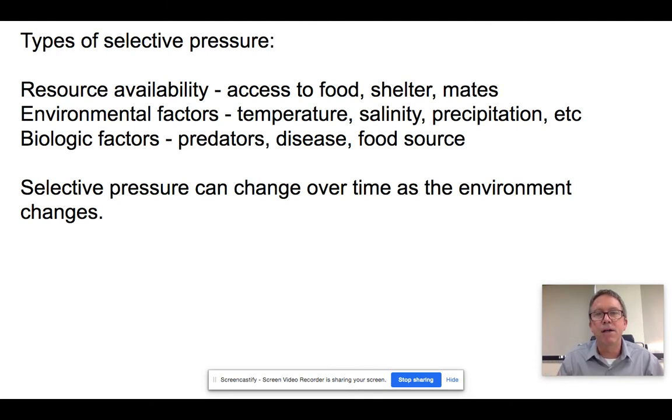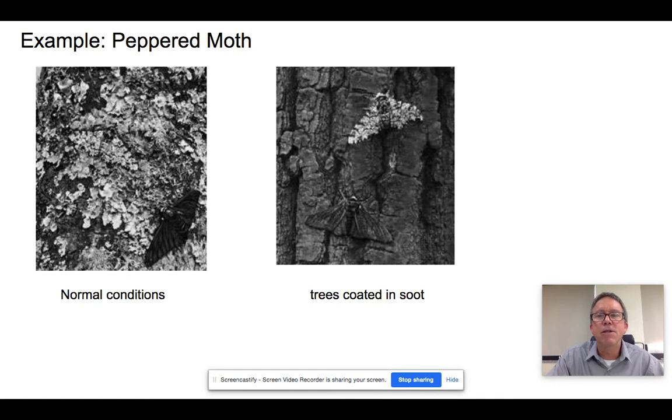And there's also biologic selective pressure. So camouflage lets you avoid predators. The ability to survive a disease. So when a disease happens and lots of members of the population die off, except the ones that have this gene that makes them less likely to die from that disease, guess what? That gene becomes more expressed. So that's selective pressures.